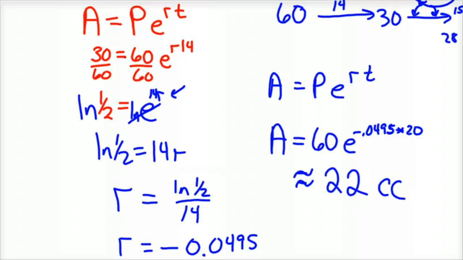And so that falls between our 30 cc's and 15 cc's for 14 to 28 days. So, hey, that looks like that's a pretty accurate answer. So, sorry, it's getting a little late. I'm probably a little random in my talking, but hopefully you got enough out of that to kind of understand half-life.